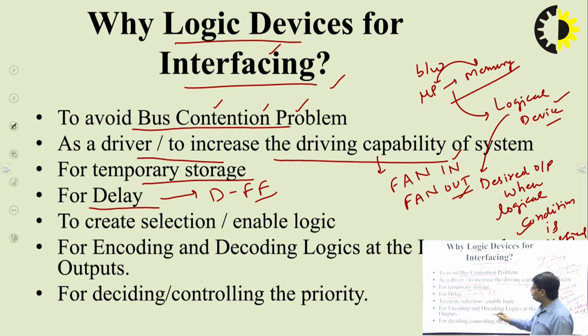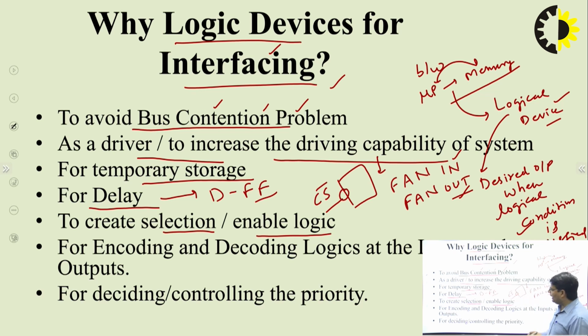Logical devices can also be used for creating the selection or enable logic. For example, to select any chip or memory, we use the chip select signal. So the signal applied at this chip select can be created with the help of these logical devices. Then encoding and decoding logic may be required at the input and outputs during the microprocessor based system. So for that also we will be requiring the logical devices.